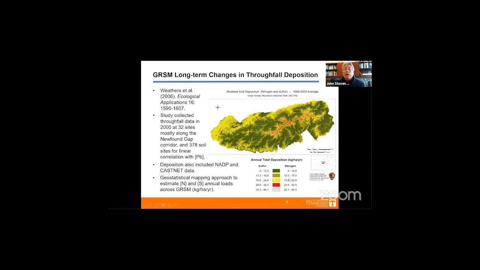What you see from the figure is the elevation gradient in deposition from low elevation to higher elevation. The areas in red are higher in sulfur and inorganic nitrogen deposition, and they follow the high elevation ridge line of the mountains in the Great Smoky Mountains National Park. But there's been a lot that has occurred since that time, and so we were interested in examining the changes in the park since that period.